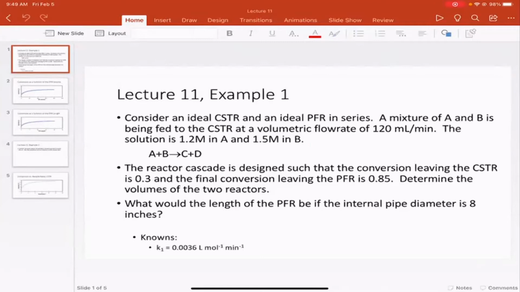The reactor cascade is designed such that the conversion leaving the CSTR is 0.3, and the final conversion leaving the PFR is 0.85. Determine the volume of the two reactors. And then finally, what would the length of the PFR be if the internal pipe diameter is 8 inches?